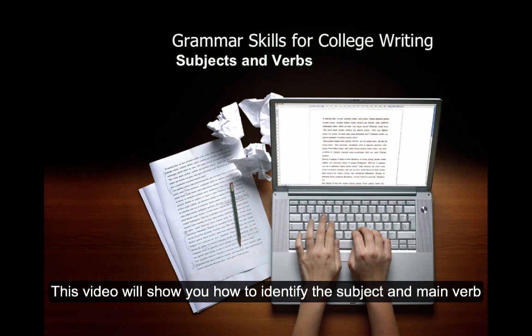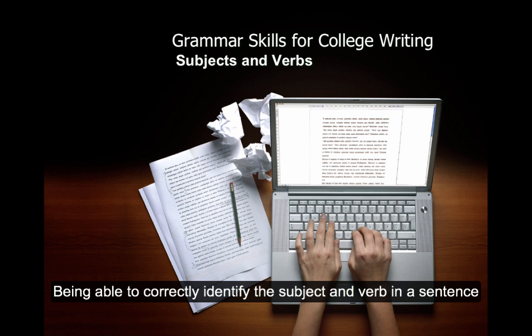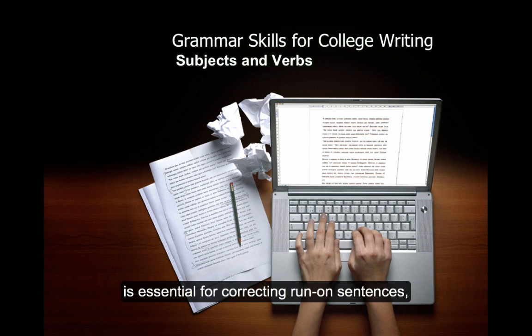This video will show you how to identify the subject and main verb in a sentence. Being able to correctly identify the subject and verb in a sentence is essential for correcting run-on sentences, one of the most common types of grammatical errors that college students make in their writing, as well as other types of common grammar errors.